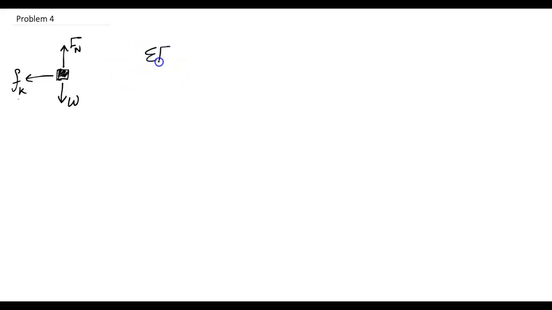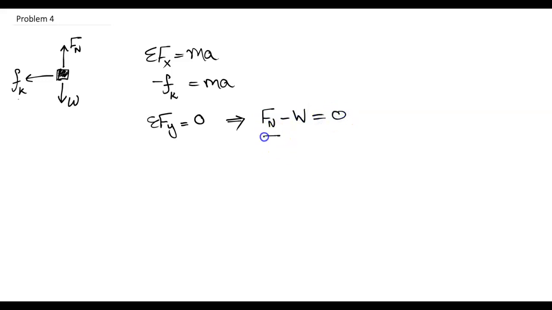So if we use Newton's second law and say the sum of the forces equals the mass times the acceleration in the x direction, we get that the negative of the friction kinetic force equals the mass times the acceleration. And if we use the sum of the forces in the y direction equals mass times acceleration again, but notice there's no movement in the y direction, so that is 0, which implies that F normal minus the weight equals 0, or that F normal equals the weight, and if you recall, the weight is mg.